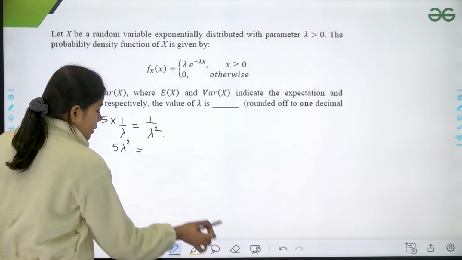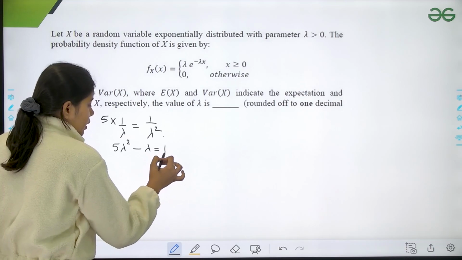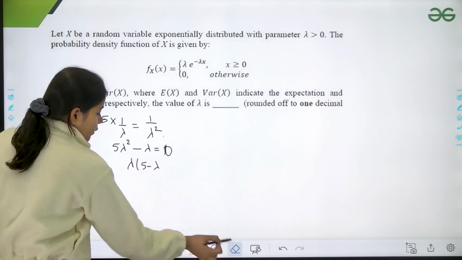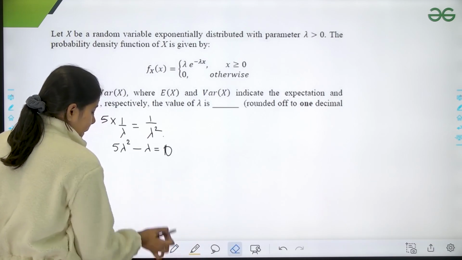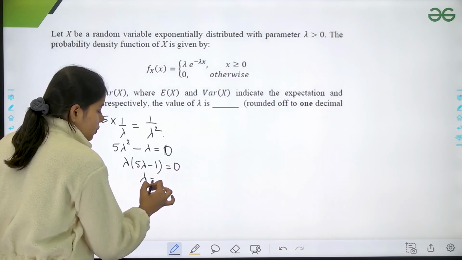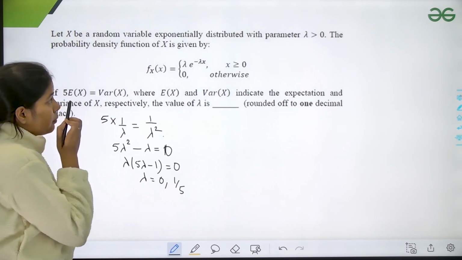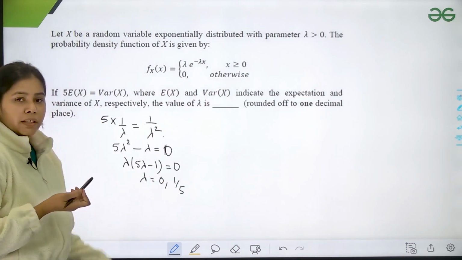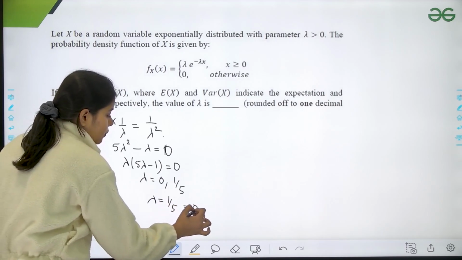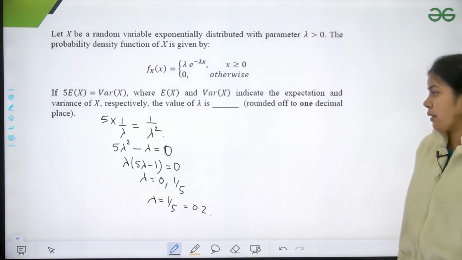So 5 lambda equals lambda square, and I can write this as lambda square minus 5 lambda equals 0. So lambda into (lambda minus 5)... so either lambda can be 0 or lambda can be 1 by 5. Lambda cannot be 0, because if lambda is 0, the whole probability distribution would become 0. So lambda would be 1 by 5, that is 0.2. So 0.2 would be the correct answer here.